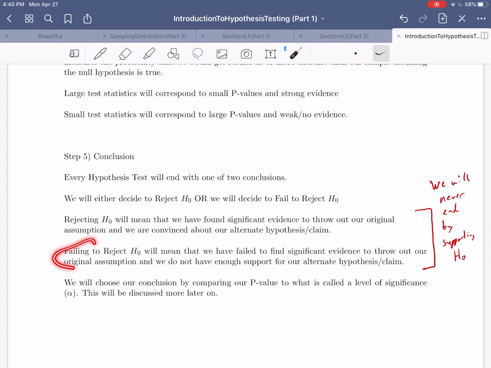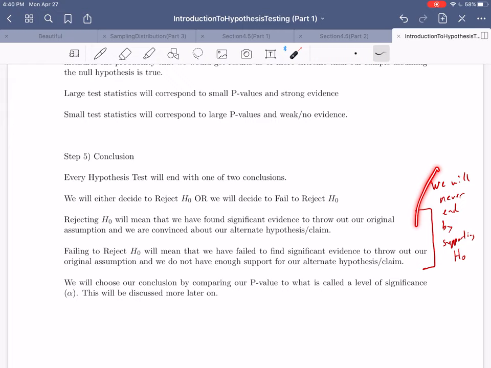Now, a lot of times people see this one and they say, oh, failing to throw it out, isn't that the same as supporting the null? Well, no, it's not. It just means we don't have evidence to throw it out. That doesn't mean that we supported it. It just means we don't think we should get rid of it. We just haven't seen any evidence against it. That doesn't mean we supported it.